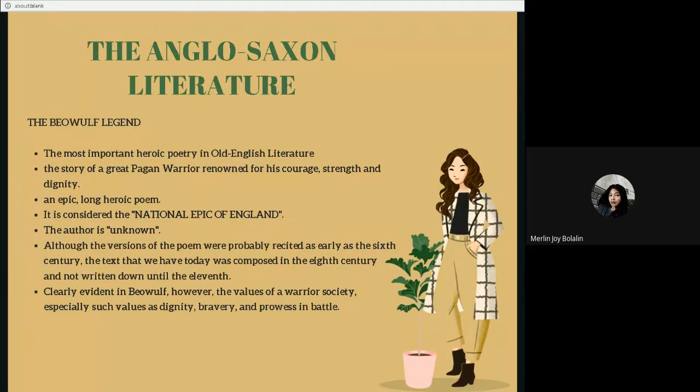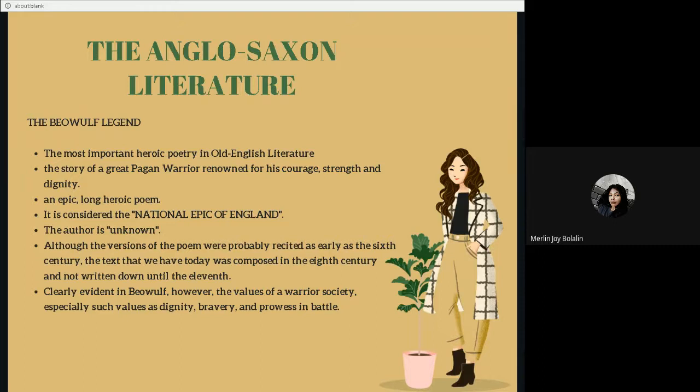And the story of it is the story of a great pagan warrior renowned for his courage, strength, and dignity. So who is the pagan warrior? The pagan warrior is the title of the literary work itself, which is Beowulf. And then it is an epic. When I say an epic, it is a long heroic poem that mostly describes the life of a legendary hero. And then the Beowulf legend is considered the national epic of England.